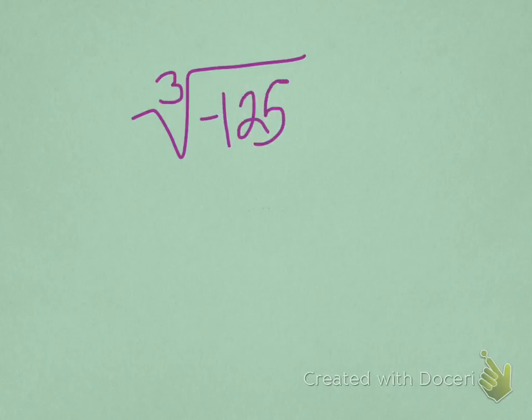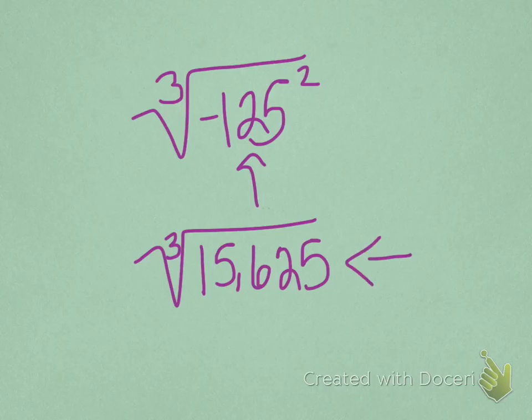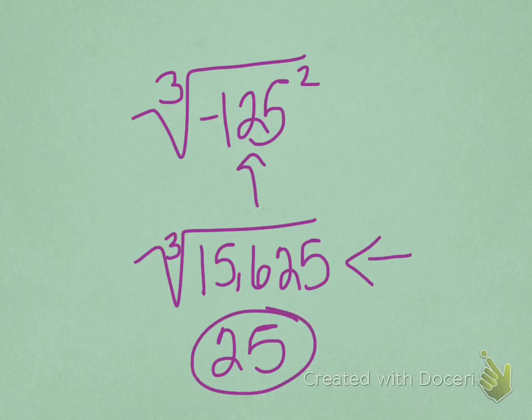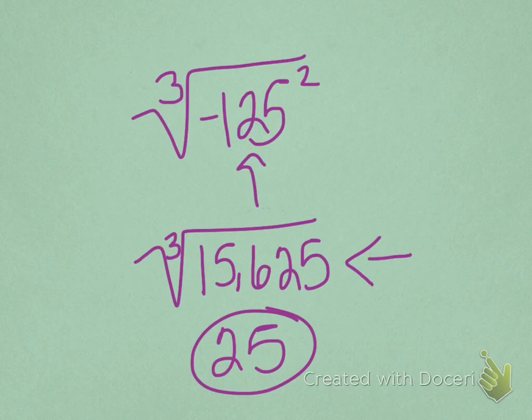The other way to do this is to evaluate the power first. So let's look at cube root of 125 squared. If I evaluate the power and I calculate what that would be, cube root of 15,625. If you put this in your calculator, find the cube root of 15,625, you're going to get 25, which is exactly the same answer that we had from here. So either way, you're good. You can start by simplifying this here and pulling it out, or you can solve this and then pull it out. Either way, you're going to get the right answer.